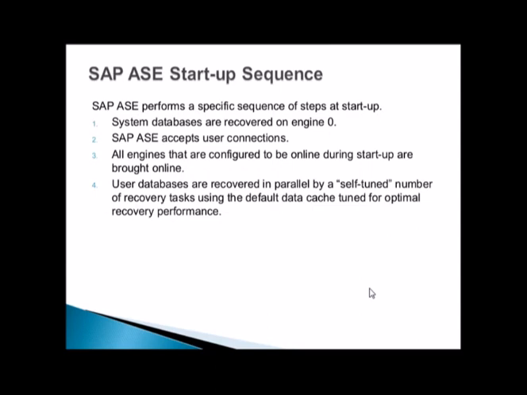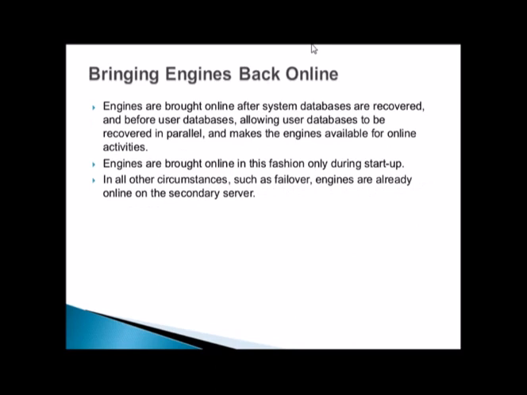Now, the startup sequence of SAP ASE is: system databases are recovered on engine 0. SAP ASE accepts user connections. All engines that are configured to be online during startup are brought online. User databases are recovered in parallel by a self-tuned number of recovery tasks using the default data cache tuned for optimal recovery performance. This is the sequence of startup.